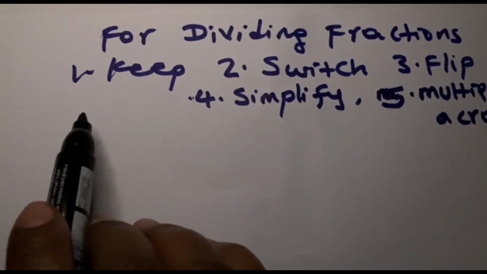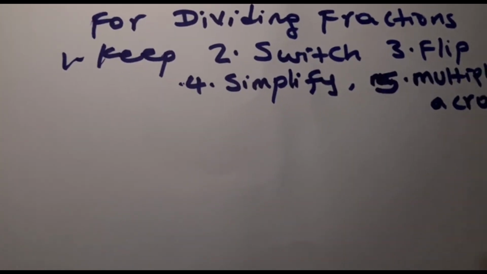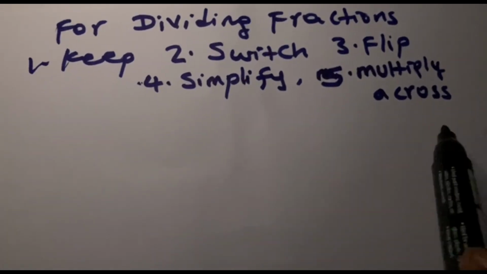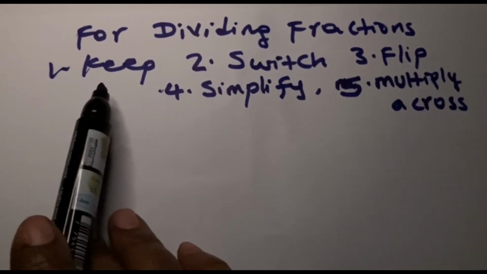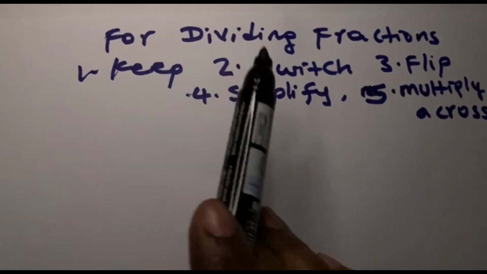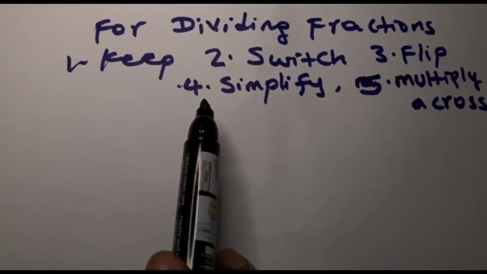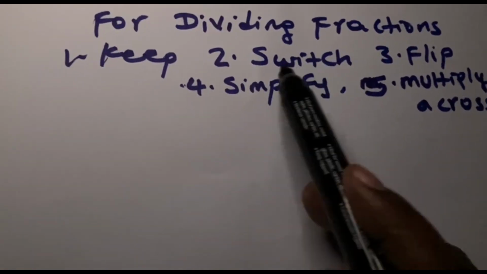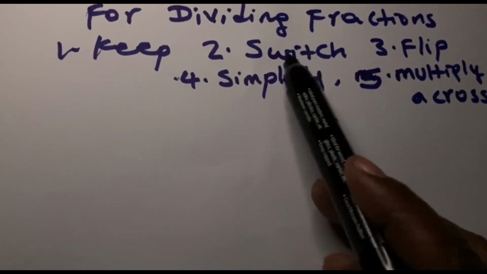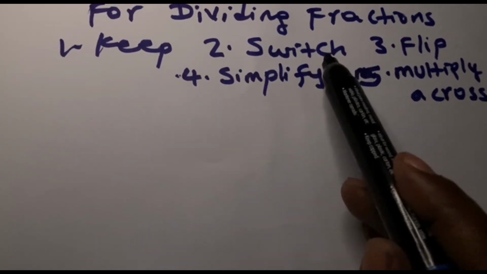Okay, so for dividing, I think the last one is 5. Keep, switch, flip, simplify, multiply across. What do we keep? We keep the first fraction. We don't do anything about it. Second, switch. What do we switch? Switch the symbol from division into multiplication.